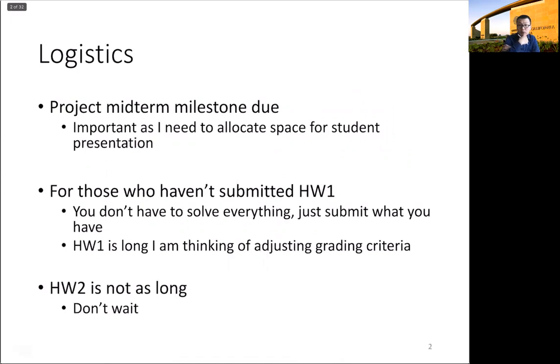First of all, I wanted to go over some of the logistic notes. The midterm milestone is supposed to be due today. If you haven't made progress on writing a short 1-page or 2-page report on what you have been doing, what is your plan before the presentations, and what is your progress and so on, you should write it up.